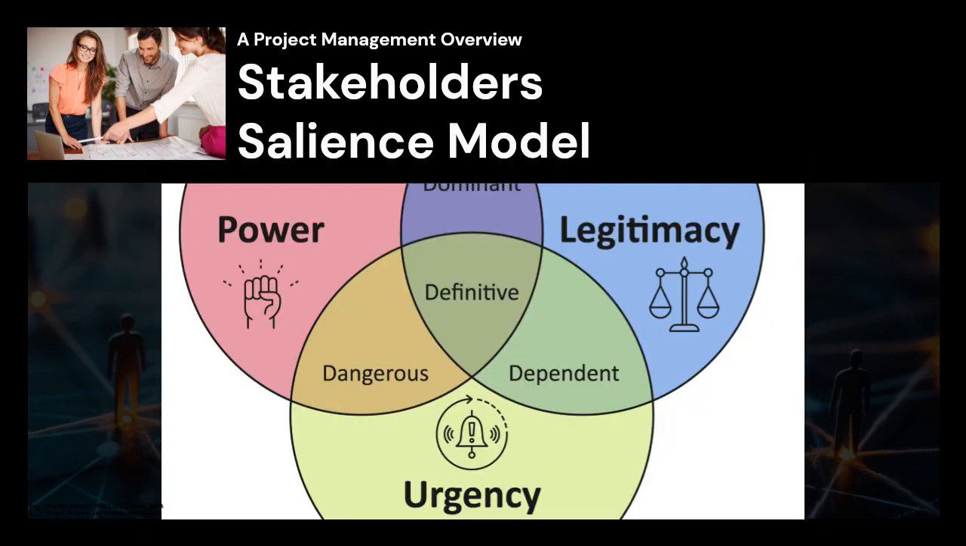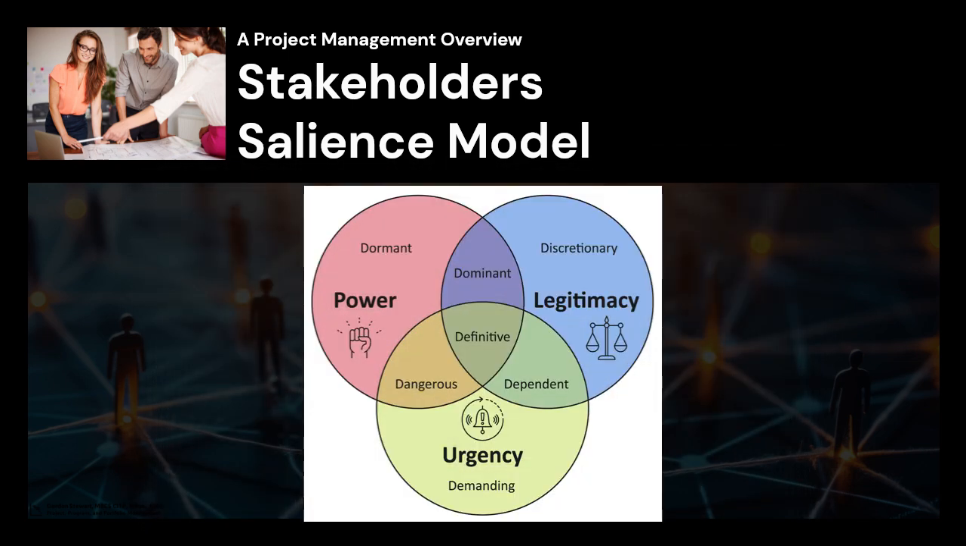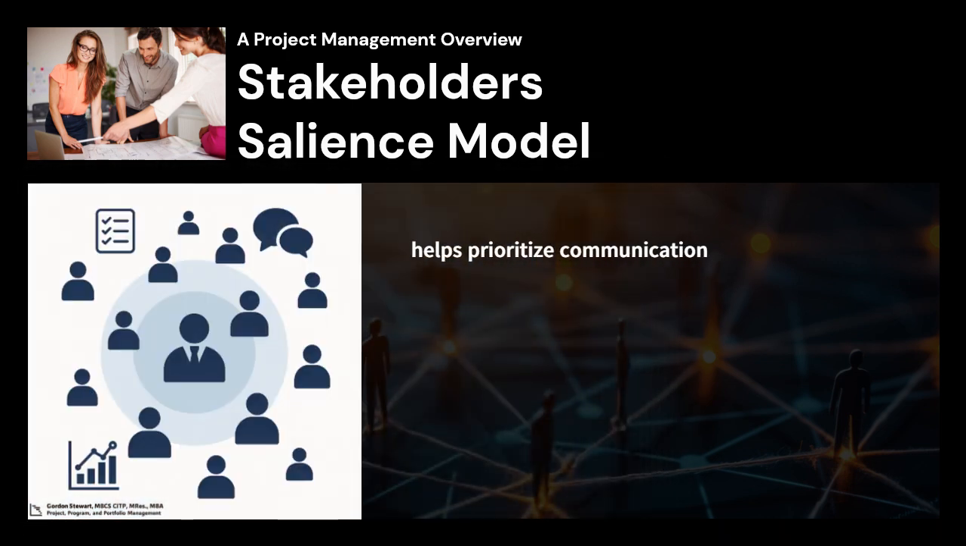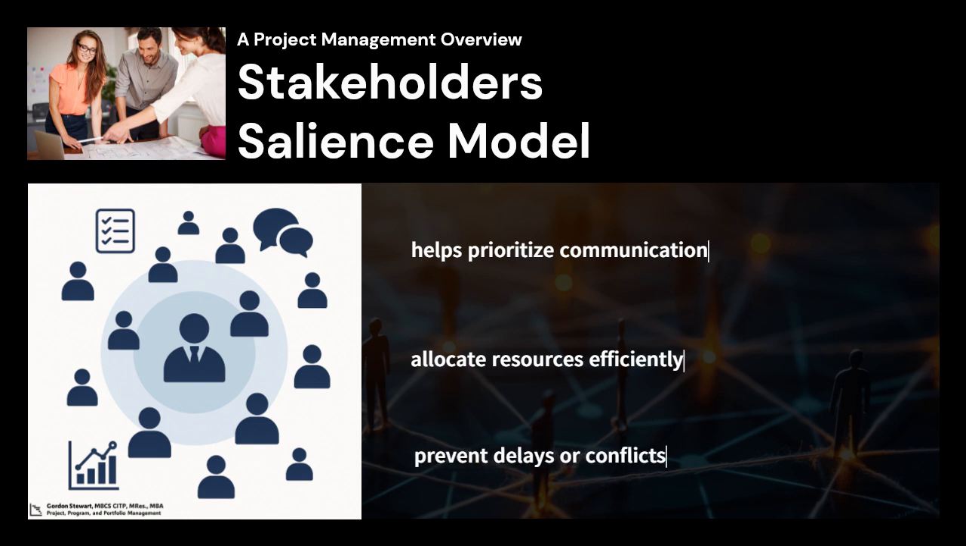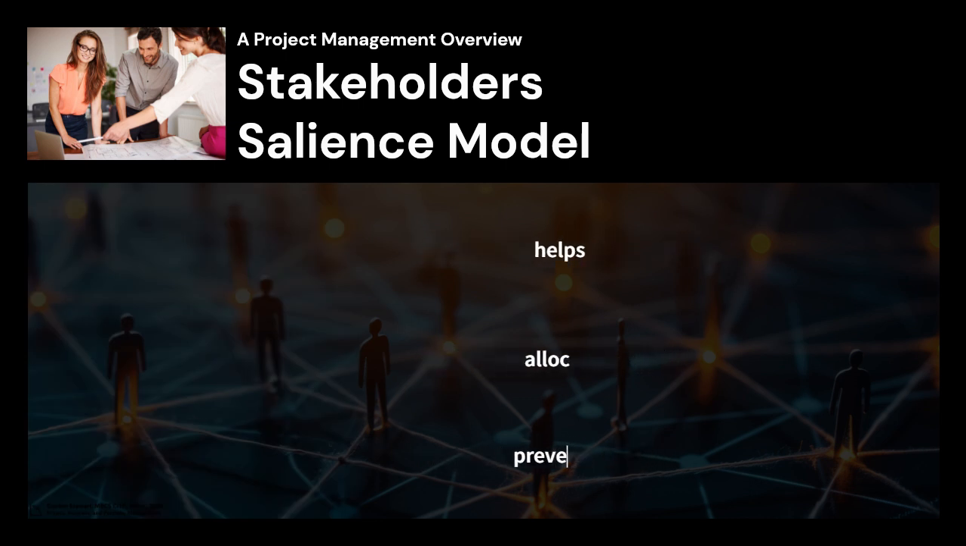Finally and ultimately, we have definitive stakeholders with power, legitimacy, and urgency. These are the most critical stakeholders. Their demands should be addressed as a priority. Example: the project client or CEO who has full authority, a vested interest, and requires urgent updates or delivery. The key takeaway: in project management, understanding stakeholder salience helps prioritize communication, allocate resources efficiently, and prevent delays or conflicts. So, how do we use the Stakeholder Salience Model in real life?